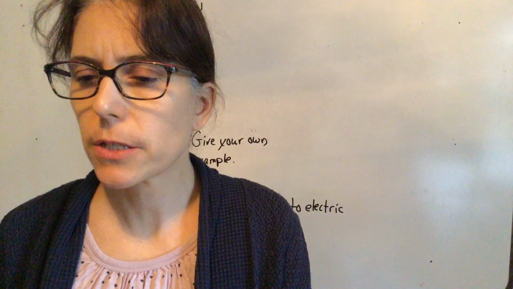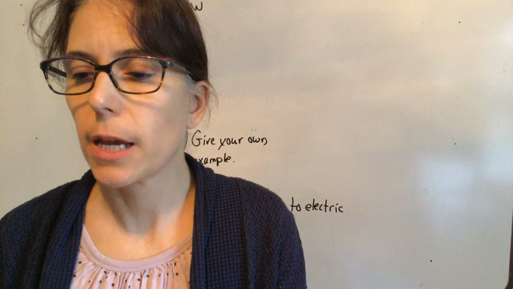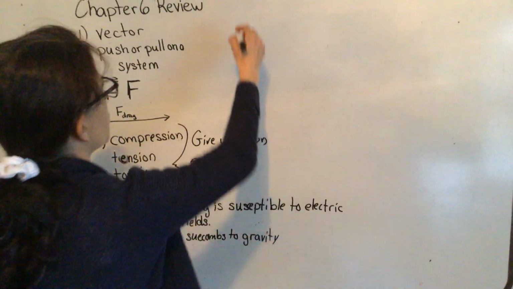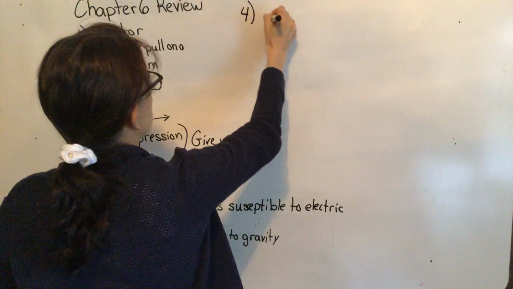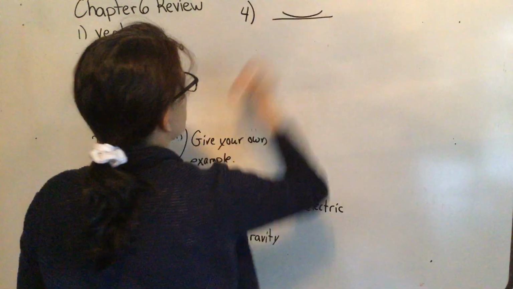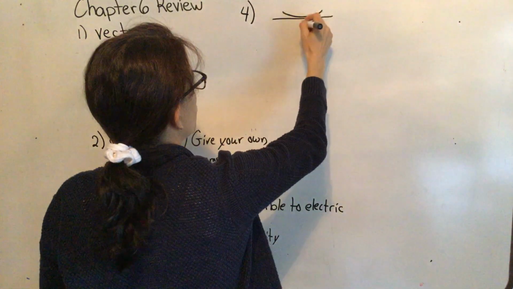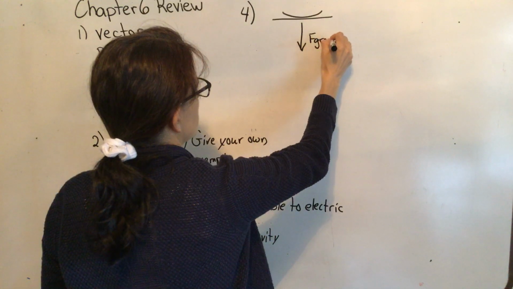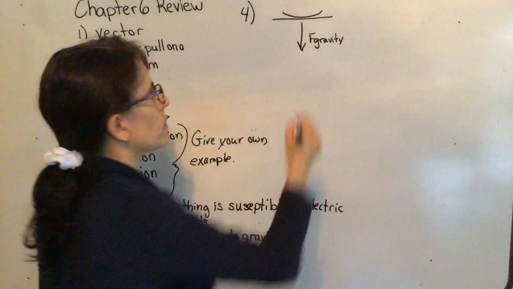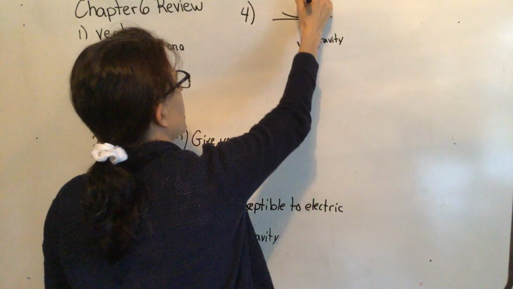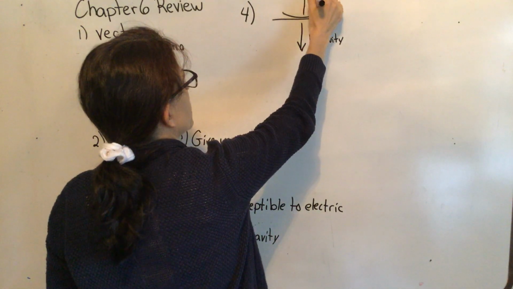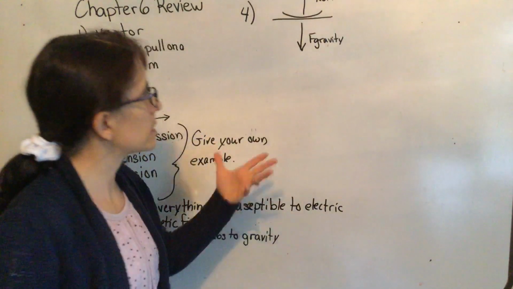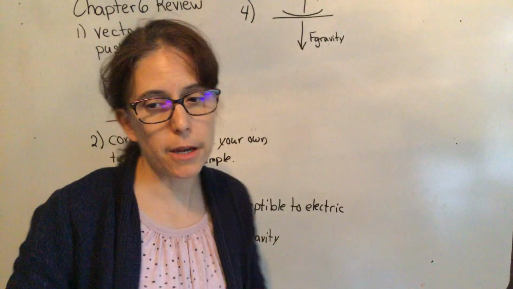Number 4, let's see here. Identify the external forces acting on a dinner plate resting on a table. All right, so we have to draw a picture. And there's our dinner plate. We'll label it. So what's pulling down will be the force of gravity. All right, and what do we call the force of the table pushing up? We call that the normal force. All right, and it's not moving to the left or right because there's no imbalance there.